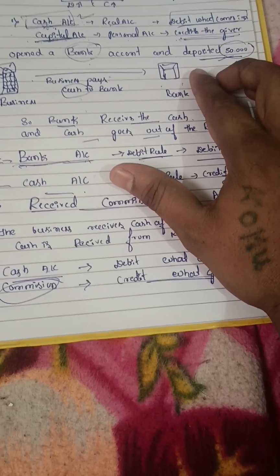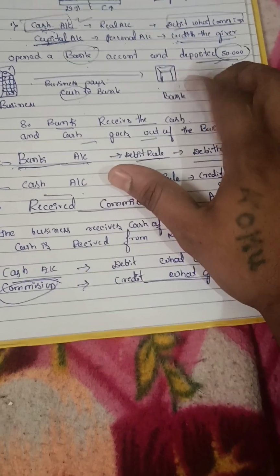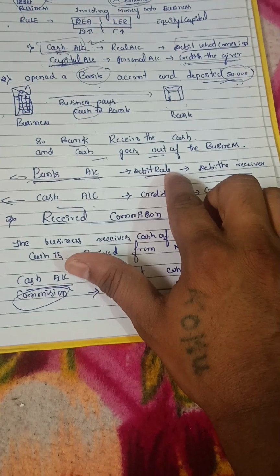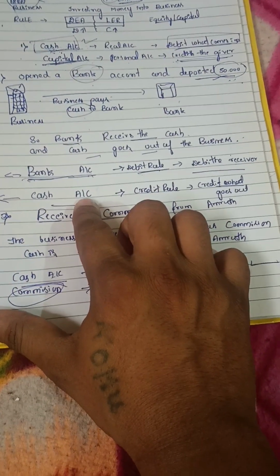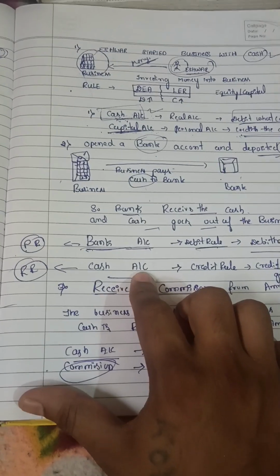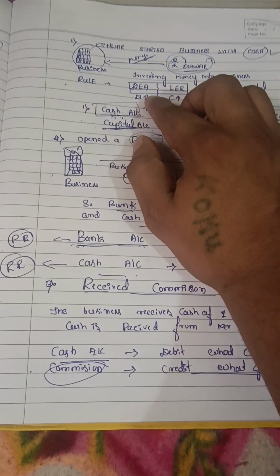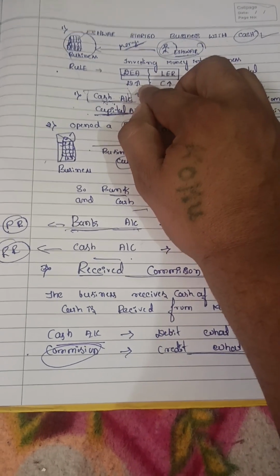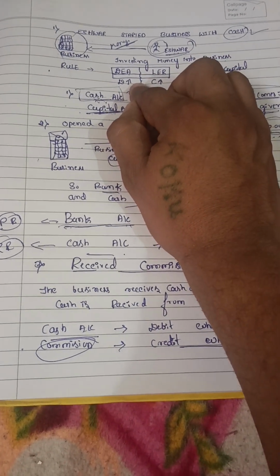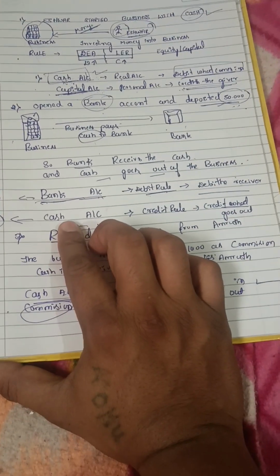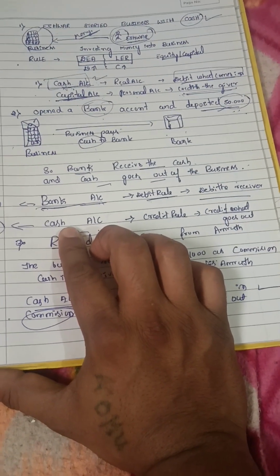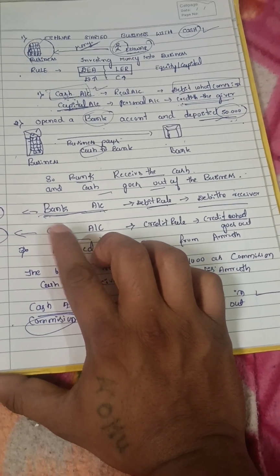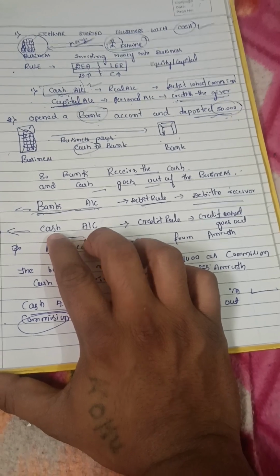As per the personal account rule, debit the receiver, so we debit the bank account. Credit to cash. Cash means what? Asset. What is happening with the asset? Cash is going out from business, correct? So asset is decreasing. It comes under real account. What is the rule? Debit what comes in, credit what goes out. Money is going out from the business, so that's why we are crediting this cash account.